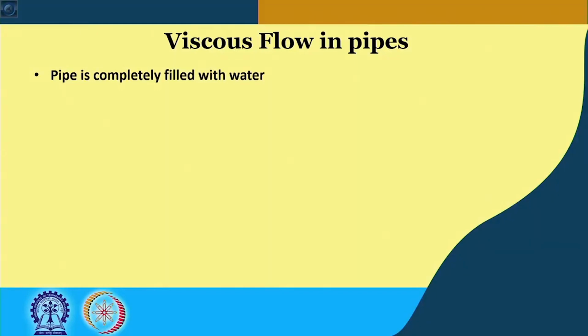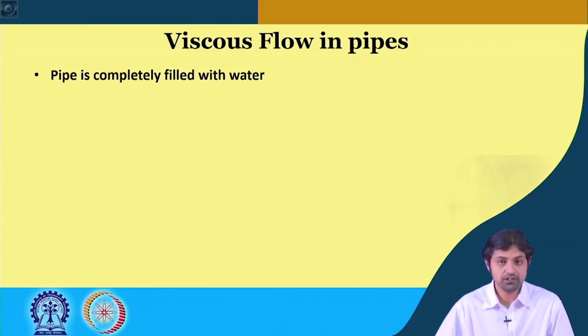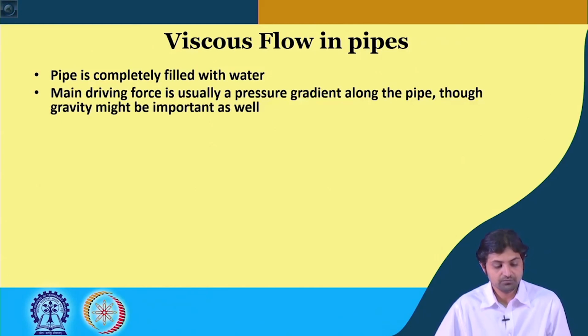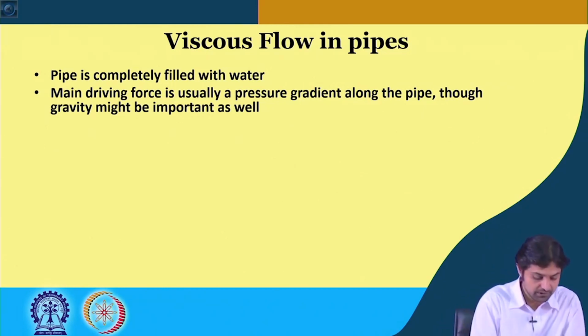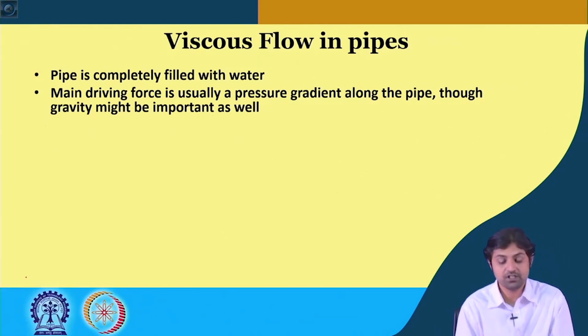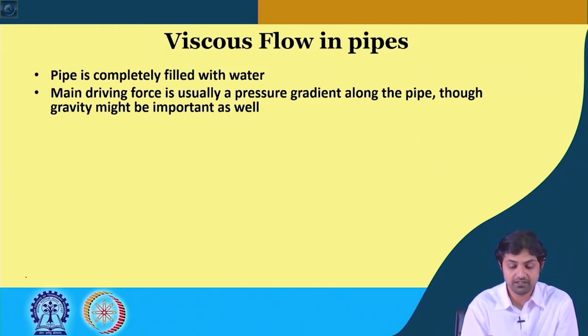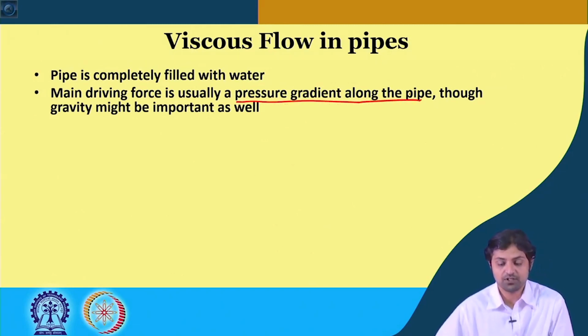An important property of pipe flow is that the pipe is completely filled with water or any other fluid. It can be oil or anything, but the pipe should be completely filled with it. Here the main driving force is usually a pressure gradient along the pipe. If you remember, in open channel flow the main driving force was gravity, but here it is the pressure gradient along the pipe. If you remember from dimensional analysis, we derived an equation for the pressure drop per unit length in the pipe.